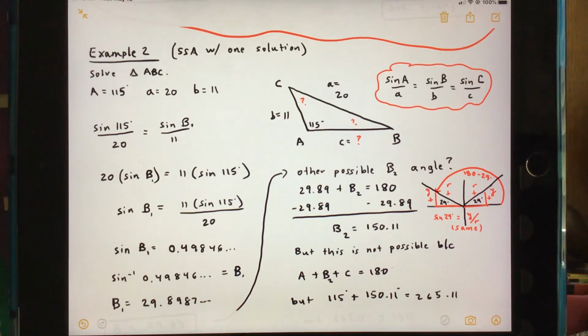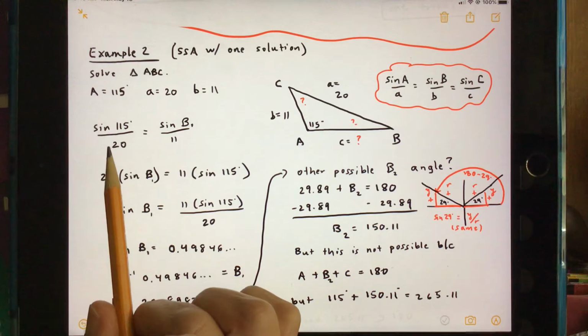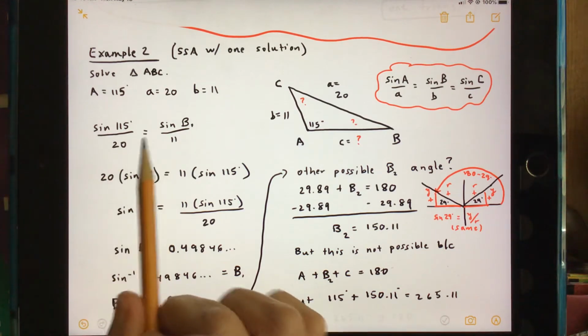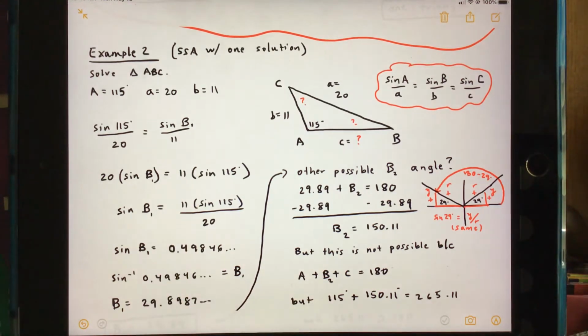So let's see if we get a triangle. We're going to use our law of sines that we already know about to solve for one possible triangle. We're going to take the sine of A, 115 degrees, over side A, 20, and that's equal to the sine of B, and I'm going to call that B1 because it's the first possible angle in possibly two triangles. So that's how I'm going to notate.